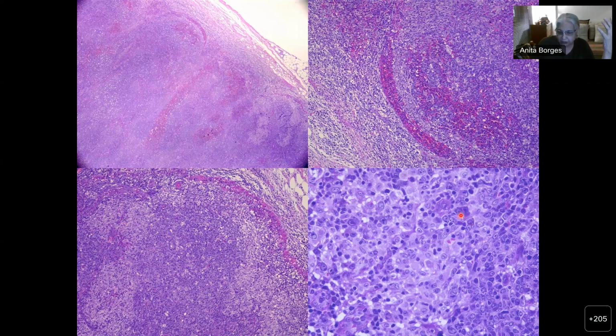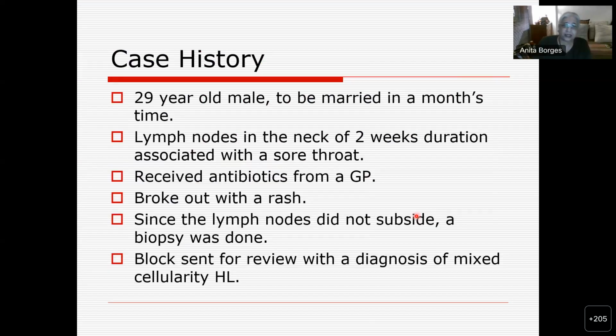Okay, now I'll tell you what the case history is. This guy was a 29-year-old male to be married in a month's time. Okay, he had lymph nodes in the neck of 2 weeks duration associated with a sore throat. Now, he went and saw his GP. He's going to get married. The GP is told to do something so that he gets better and he can buzz around and get ready for his wedding. He's got lots of things to do.